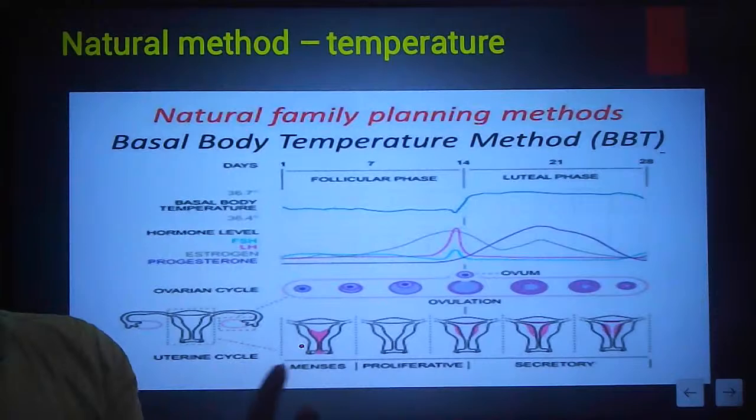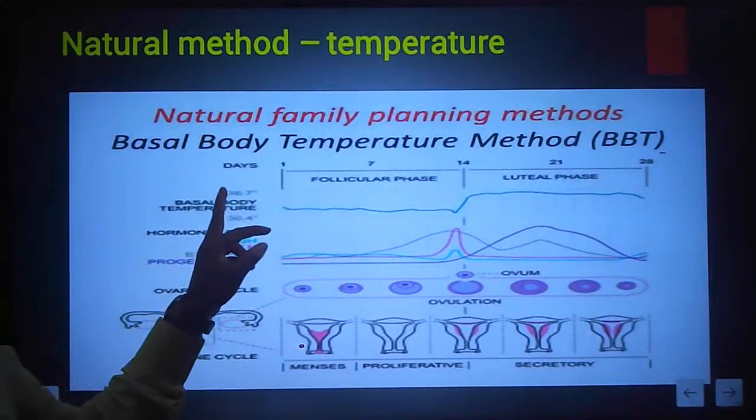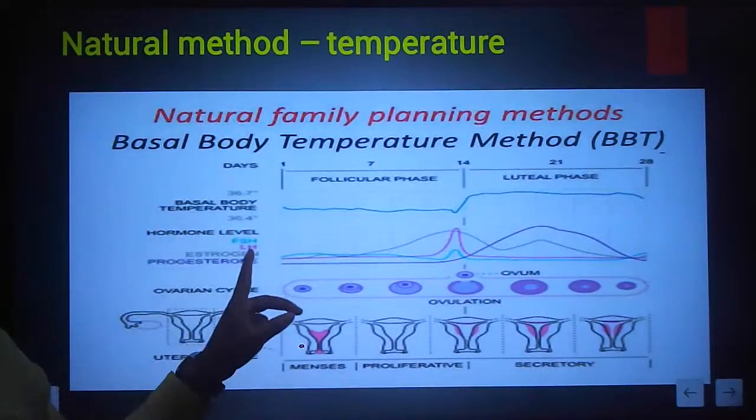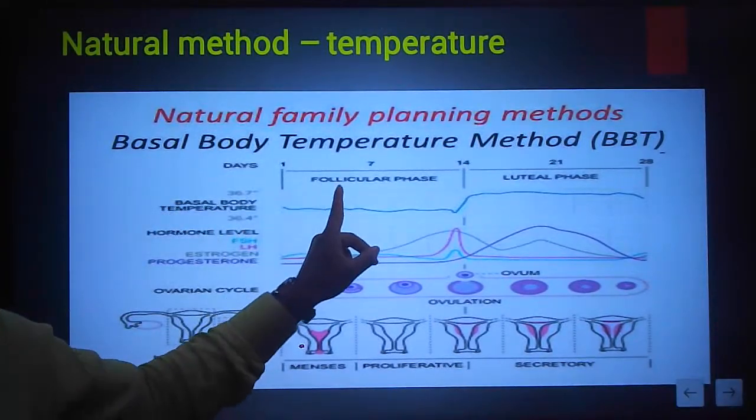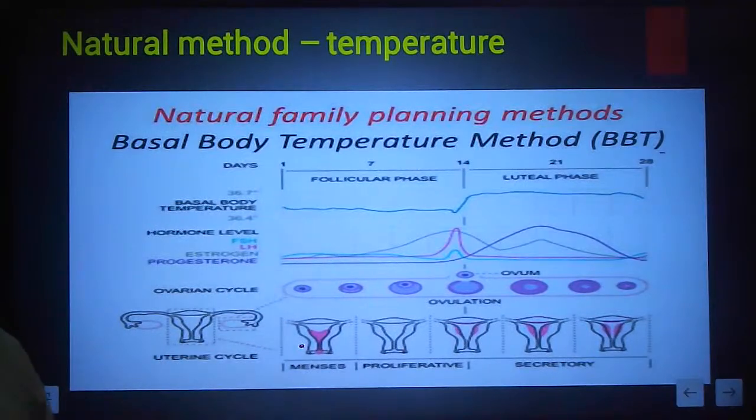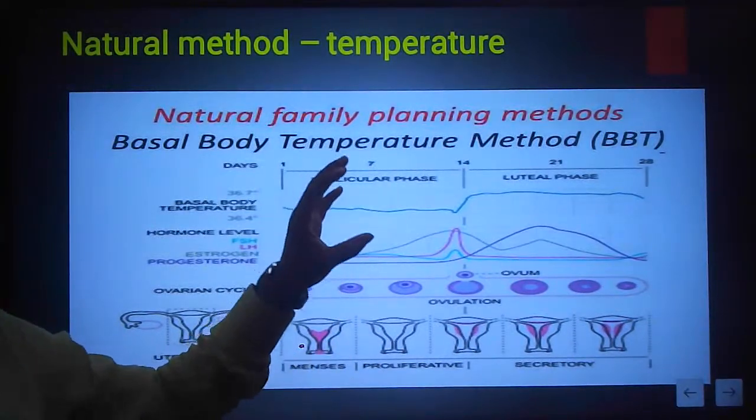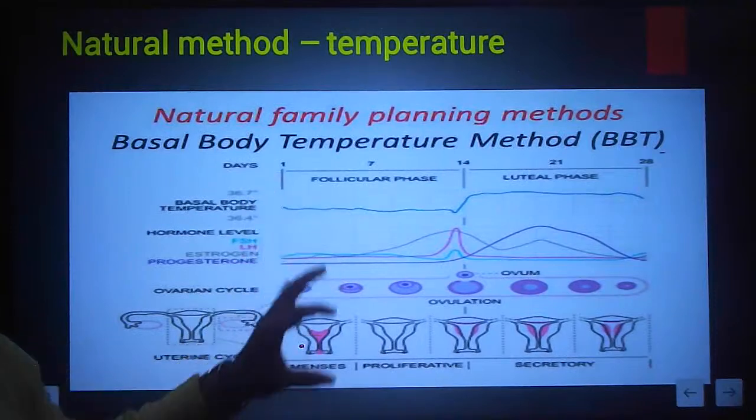Before getting up from the bed, she has to record the temperature, without taking any fluid or any food. This temperature recording has to be done that way. So when there is a slight increase in the temperature, this shows she is in a fertility period.